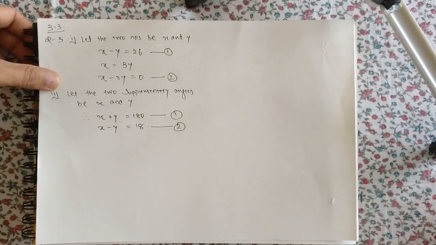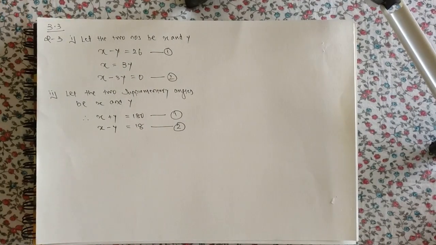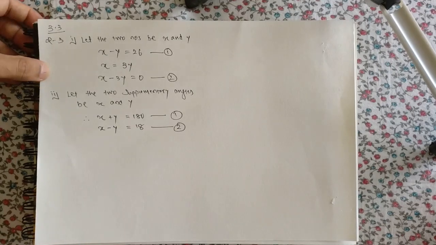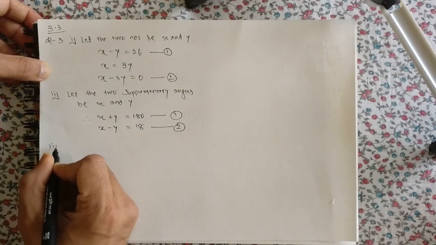Equation number 2. That's it. You have got two equations. So this is how you form equations. But these are simple questions, right? Let's go for some difficult ones. Third question.